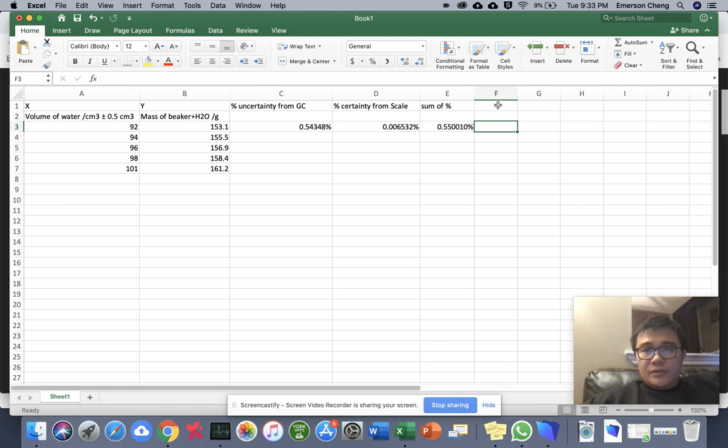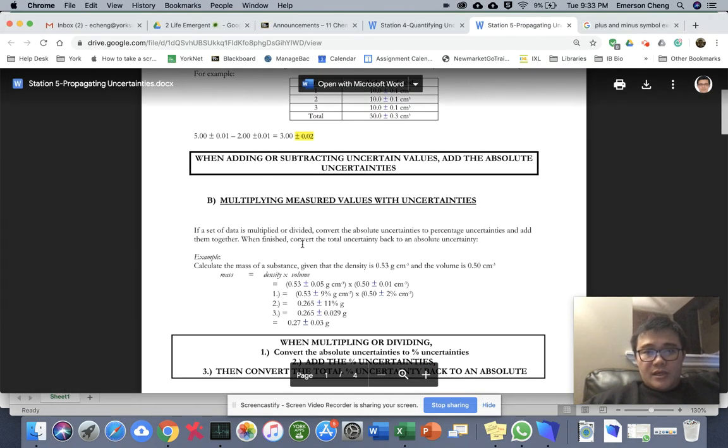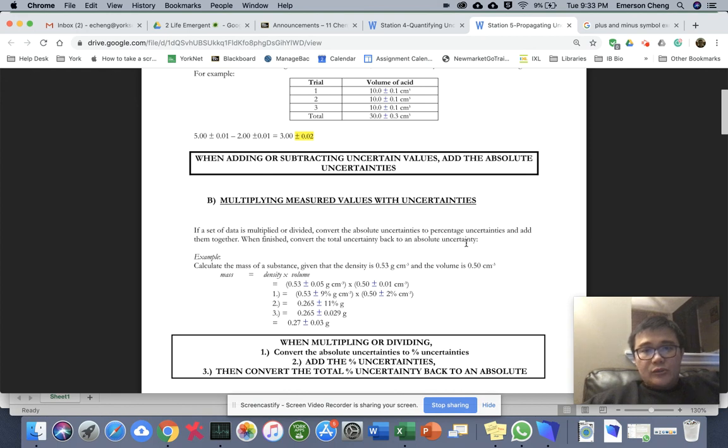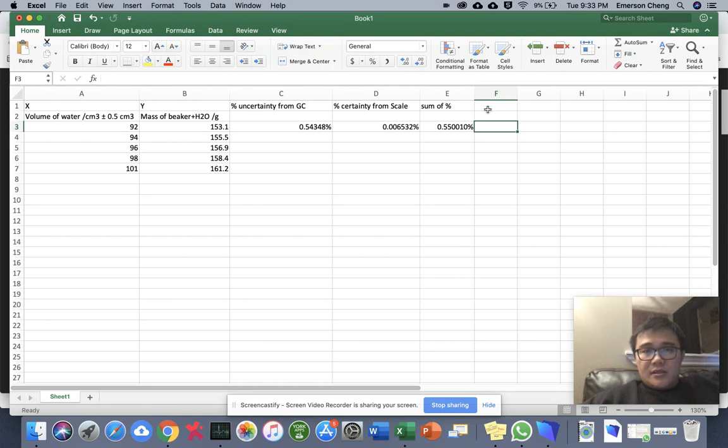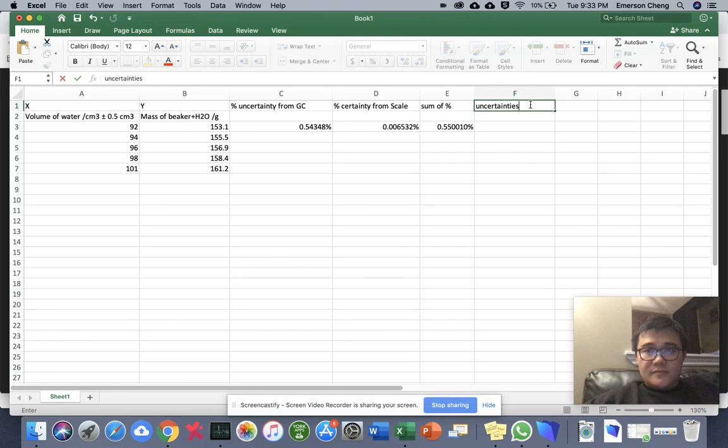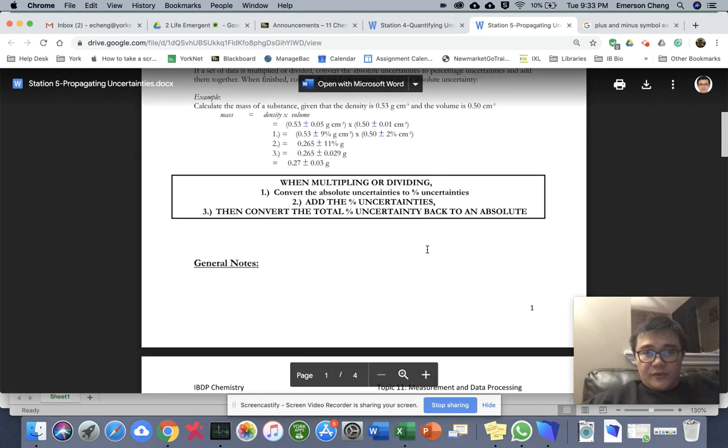Afterwards, you have to convert the total uncertainty back to an absolute uncertainty, right? Because this uncertainty here will be the uncertainty for your y-axis. This is in grams, so you have to have it in grams. Uncertainty in grams. I think I spelled it right.